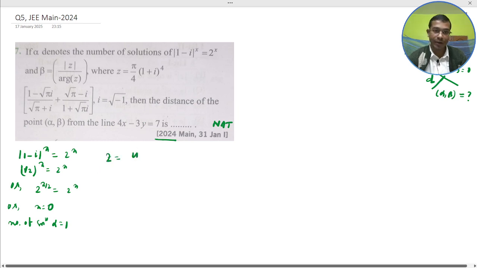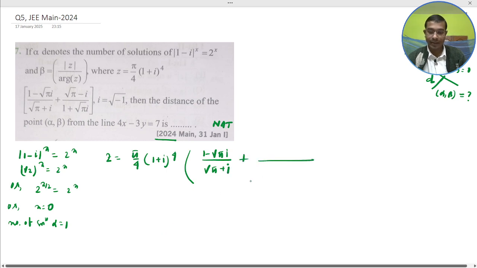And z is given. Z is given as (pi by 4)(1 plus i) to the power 4 into (1 minus root pi i) divided by (root pi plus i) plus (root pi minus i) divided by (1 plus root pi i). This is z. So you have to solve this first.